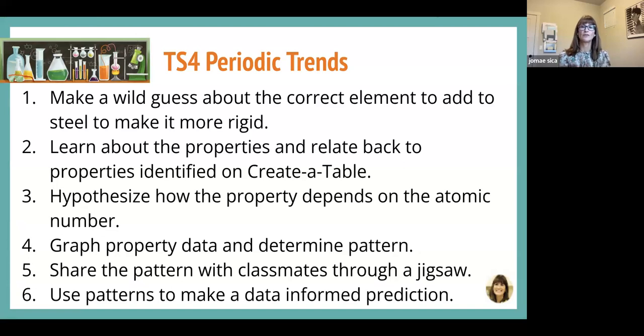So after they're done with the jigsaw, everybody has learned about all of the different properties that are present in these three sets of, I guess I would call them, physical and chemical properties. And then at the end, they come together to use those patterns to make a data-informed prediction. They do have choices of the elements, so they are not just choosing from any element on the periodic table. I think it starts them off with 3 or 4 choices of elements.